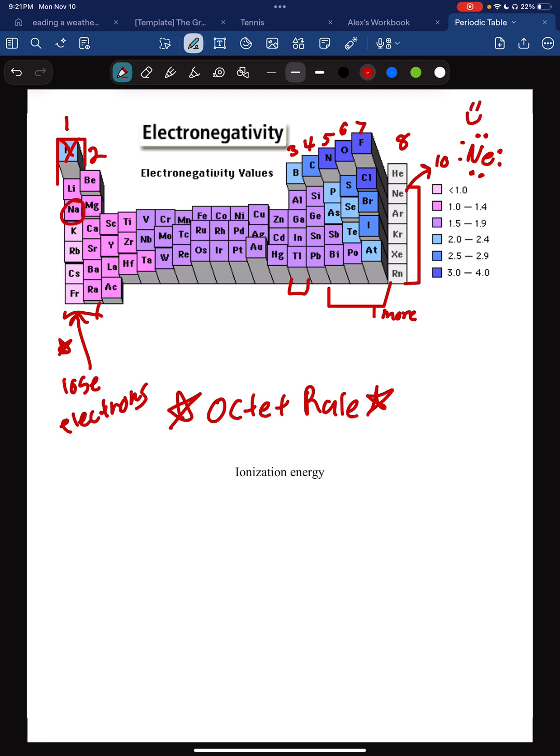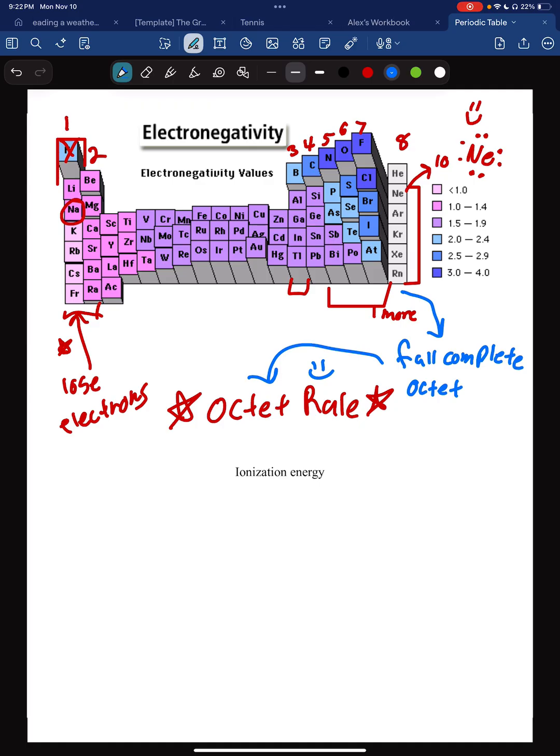Now the question becomes, why does group 8 have 0 electronegativity? The reason is that they all have full complete orbitals. Oh, I should say full complete octet, that's probably more accurate. So they are already satisfying the octet rule. That's why they're called the noble gases.